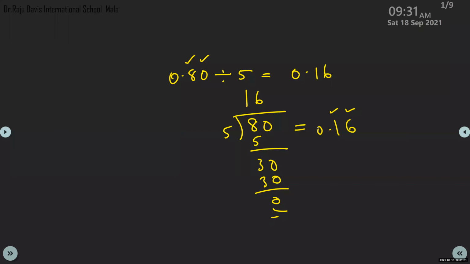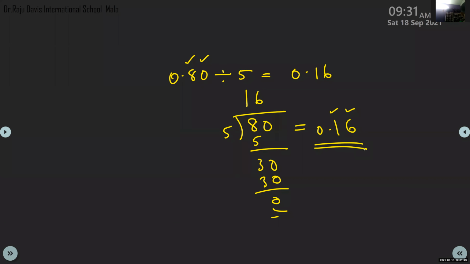You can put a 0 before. That is, in the whole number part it is 0. So we put 0 in the whole number part. Okay, whole part, and 2 decimal places are there. So the answer is 0.16. Clear, children? Yes, ma'am. Listen to me.